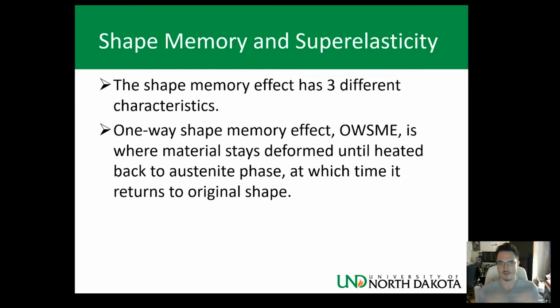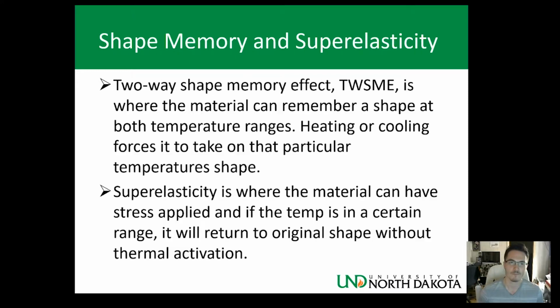So the shape memory effect has three different characteristics. There's a one-way shape memory effect where the material stays deformed until heated back to the austenitic phase, at which time it returns to its original shape. There's the two-way memory effect, where the material can remember a shape at both temperature ranges. So heating or cooling forces it to take on that particular temperature shape based on the martensitic or austenitic phase.